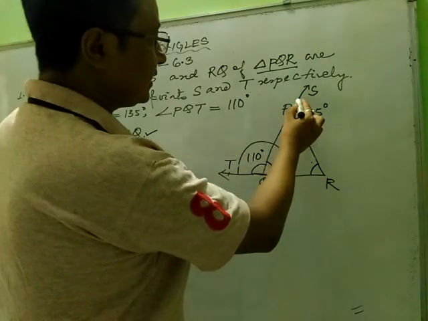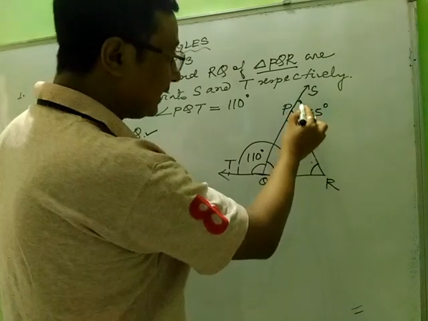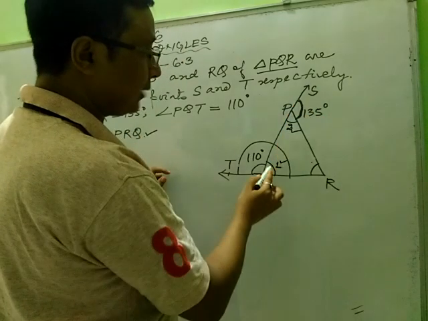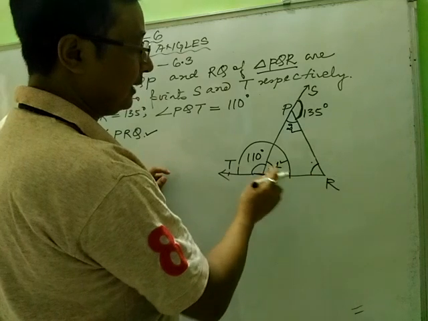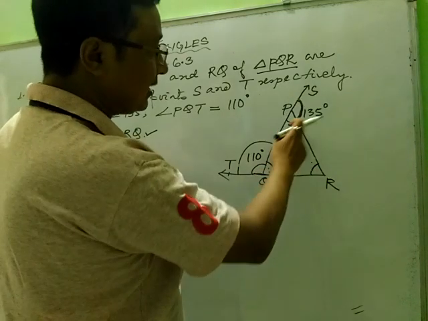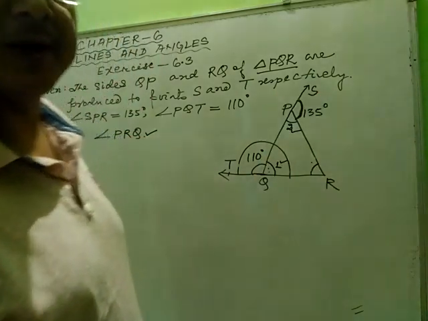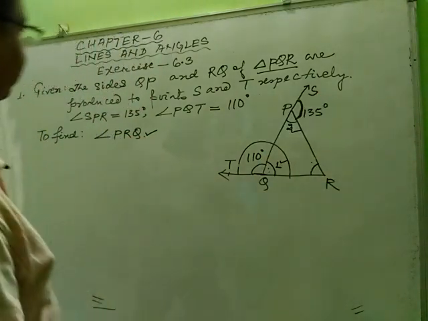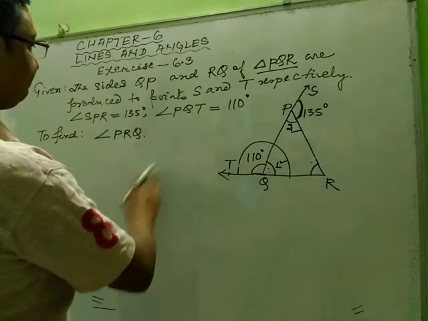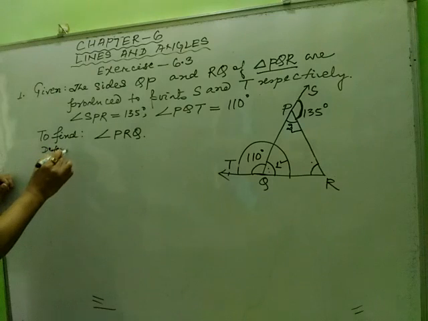Now supposing this is the exterior angle, then this angle equals the sum of the two adjacent interior angles. So adding these two interior angles, you will get the exterior angle. There are so many ways of doing. Now let us begin. Here you write determination.